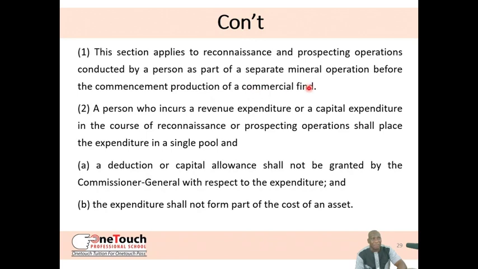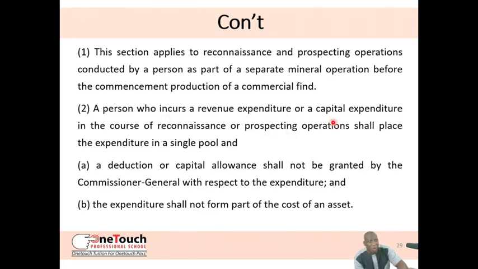A person who incurs a revenue expenditure or a capital expenditure in the course of reconnaissance or prospecting operations shall place the expenditure in a single pool. Okay. So which means that it can become a capital allowance expenditure. So any expenditure, a person who incurs what? A revenue expenditure or even a capital expenditure. But it is not done when actual production is taking place, but it was done in the course of what? Reconnaissance. The revenue expenditure was incurred in the course of reconnaissance, or the capital expenditure was incurred in the course of reconnaissance, or in the course of prospecting, non-actual production, searching for the minerals and development of the minerals.